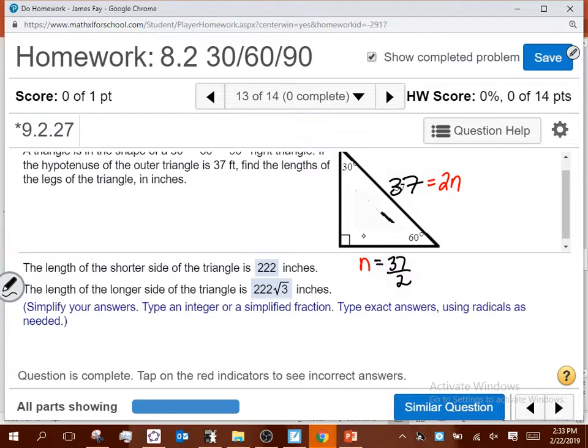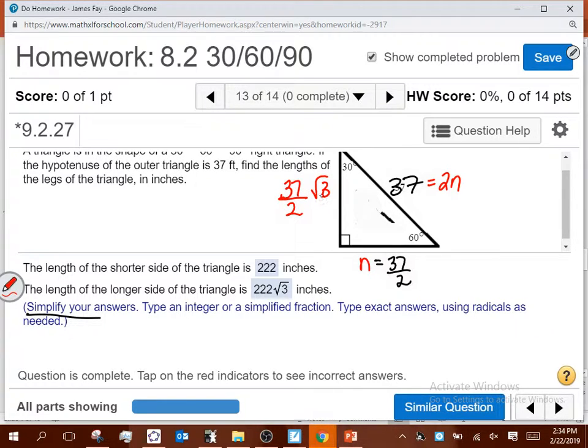Now I'm going to leave it that way because I looked at my answers down here and it asked me to simplify answers. It says type an integer or simplified fraction, so I can't type in 18.5, right? It's going to tell me I'm wrong because that's not a fraction. I can't multiply that out and get a decimal because it's going to be wrong. So 37 over 2. Now if I want to find the longer leg, that would be this side, right? What do I do with n to find that longer leg? Okay, so I multiply by radical 3, so I get that.